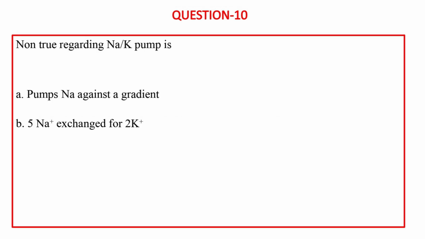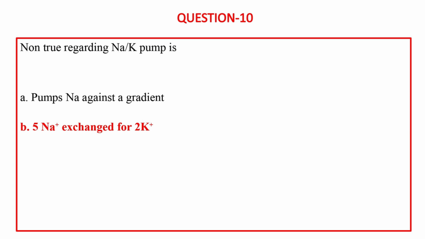Moving on to question number 10. The statement that is not true regarding the sodium-potassium pump is: option A, it pumps sodium against a gradient; option B, 5 sodium ions are exchanged for 2 potassium ions. The answer to this question is B. 5 sodium ions are exchanged for 2 potassium ions.